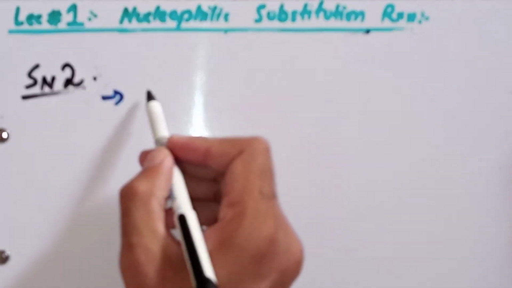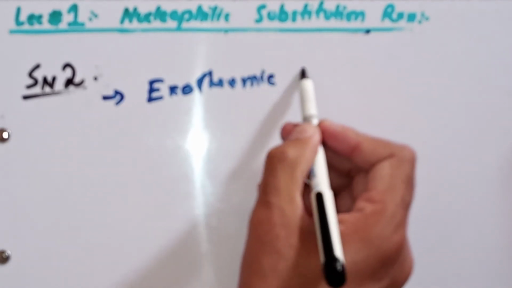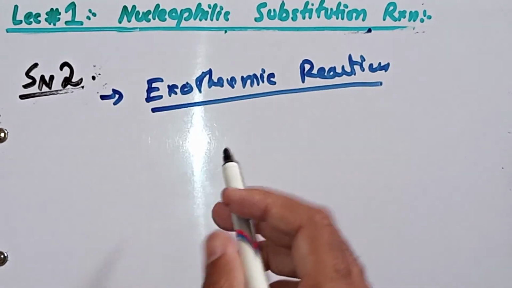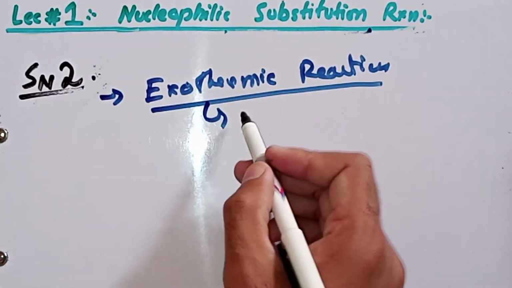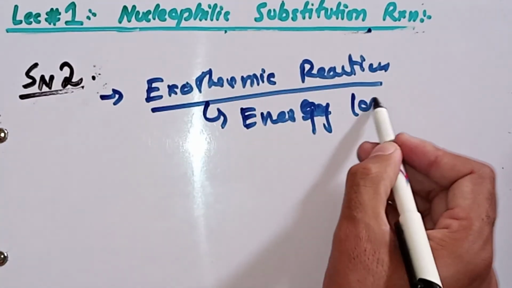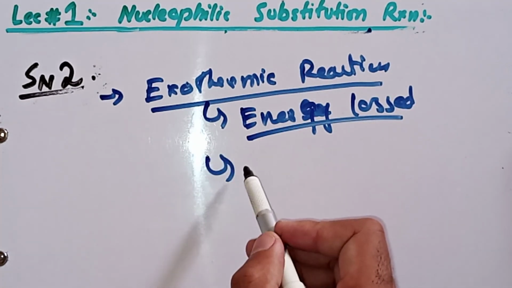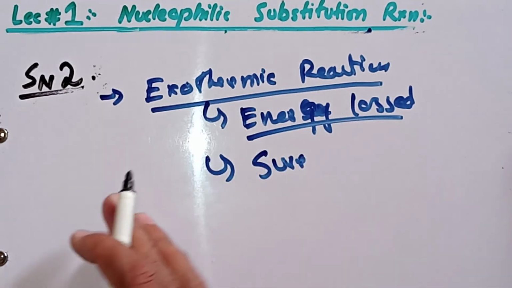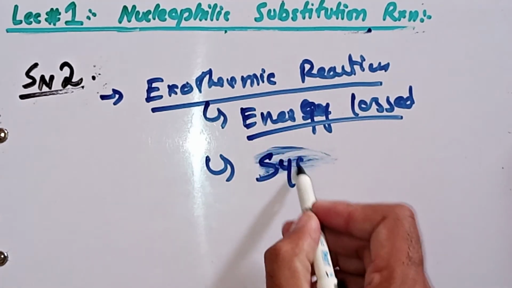Mostly the SN2 reaction in nature is an exothermic reaction. Exothermic reaction means that energy will be lost once the reaction is complete. The energy will be lost, which means the system will be cooled and the surrounding will be heated. Energy will be released from the system to the surrounding.